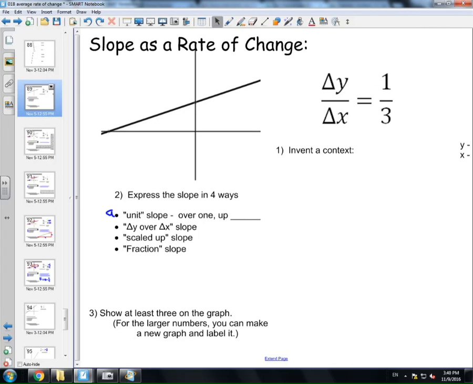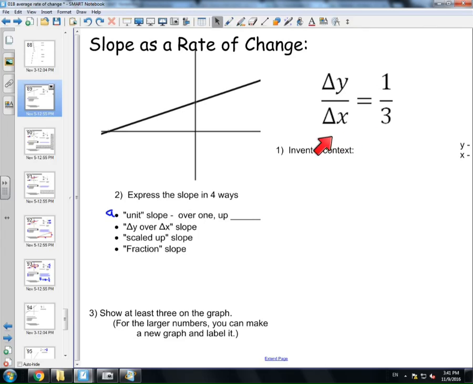So what we're going to do is I'm going to give you a graph of a line, and I'll give you the slope of the line. Then what you are going to need to do is, for one, invent a context so that instead of thinking about x's and y's, we're thinking about something meaningful, or even something not meaningful, but something concrete to visualize. Then we're going to take that slope 1/3 and express it in 4 different ways, and then show how those 4 different ways can be represented graphically.